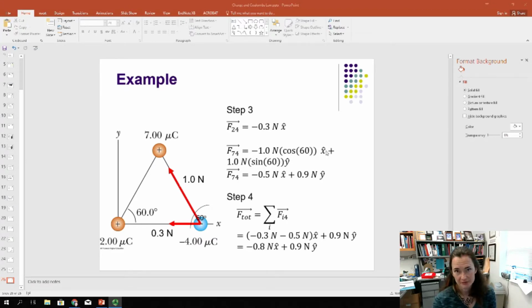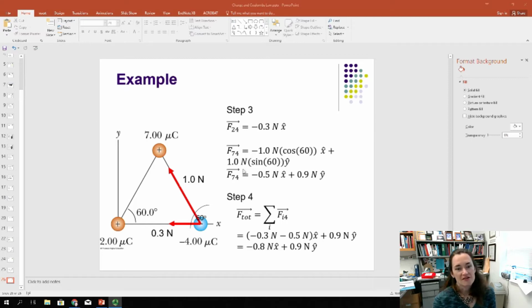That's the x component. Now if you use cosine for the x, you're going to use sine for the y. If you use cosine for one, you're going to use sine for the other. So since here the y component is pointing upwards, then it's plus 1 Newton times sine of 60 y hat. All right, so that's how you break that into its vector parts. Multiplying the cosines and the sines times the 1, I end up with F74 equals minus 0.5 newtons in the x hat plus 0.9 newtons in the y hat, keeping one sig fig.